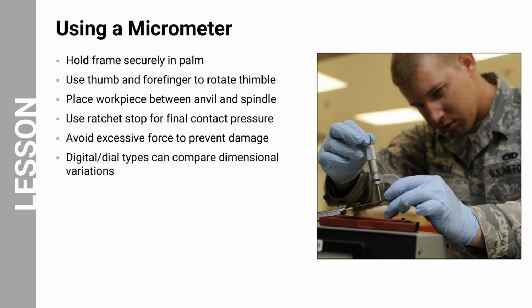Final contact must always be made using the ratchet stop. This is critical because the ratchet applies consistent measuring force, eliminating variation caused by excessive hand pressure. Over-tightening can distort both the tool and the part, especially with softer materials. The measurement should feel firm but not forced. Once the spindle contacts the part using the ratchet, the reading should be taken immediately to avoid thermal expansion effects from prolonged contact.